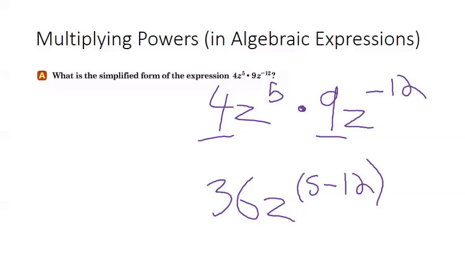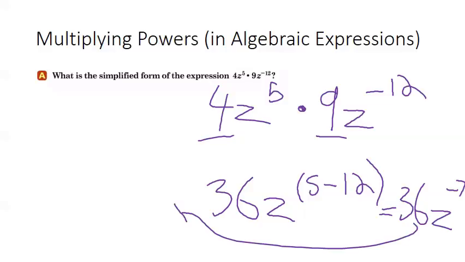So 36z to the power of negative 7. Even further, you can do 36 over z to the power of 7, right? Because that negative exponent, we're going to flip it to the denominator. This is the proper way. You really don't want to have any negative exponents in your answers. So this is the way you're going to answer it: 36 over z to the power of 7.